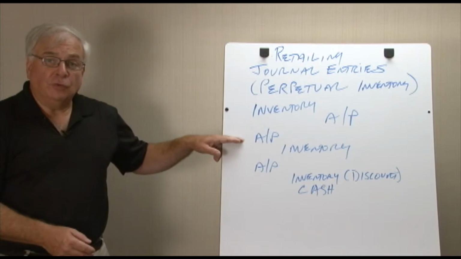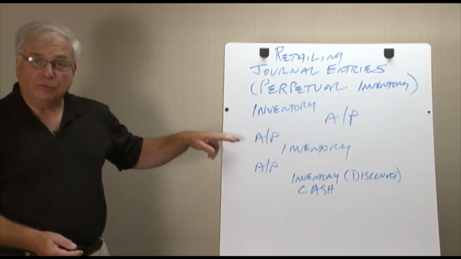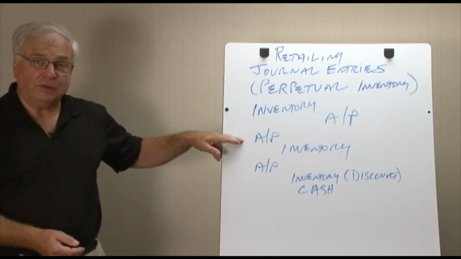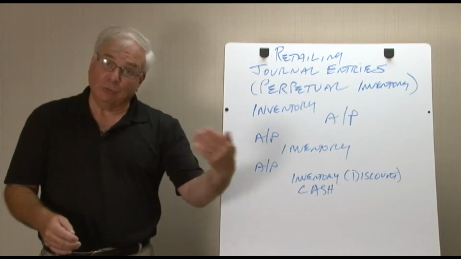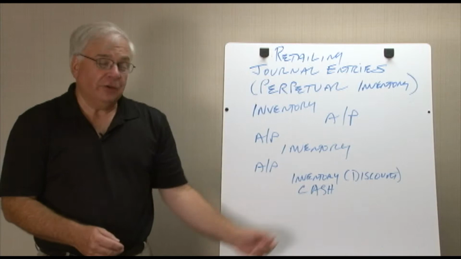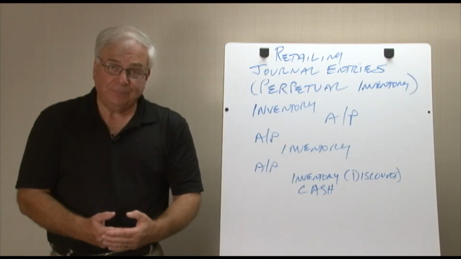It's simply the reverse of a buy. So to the extent that we send stuff back, if we bought $10,000 up here and sent $1,000 back, we would do this entry here for $1,000. The debit would reduce accounts payable. We owe the vendor less because we sent some of the stuff back. And the other side is reducing our inventory account because we don't have it anymore.